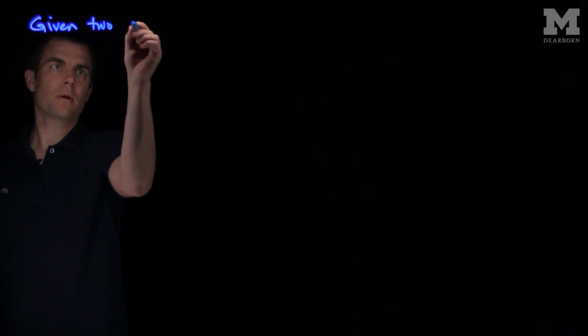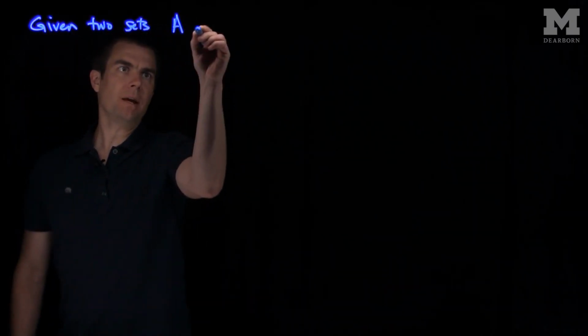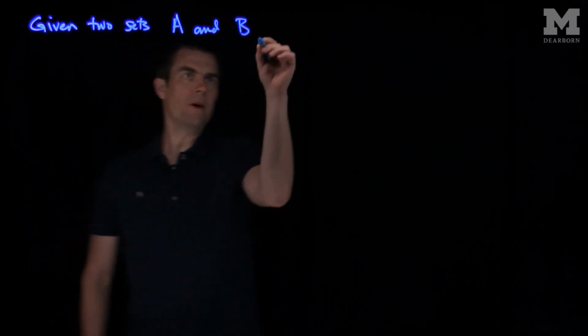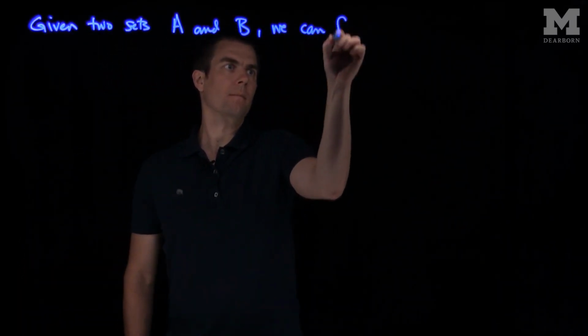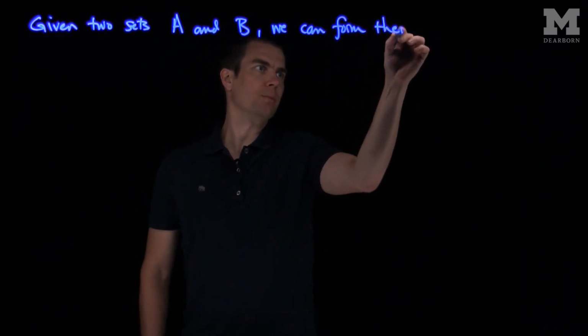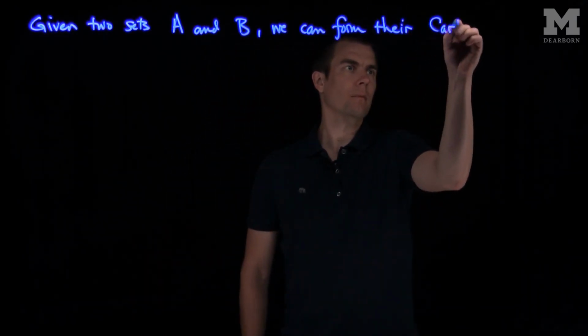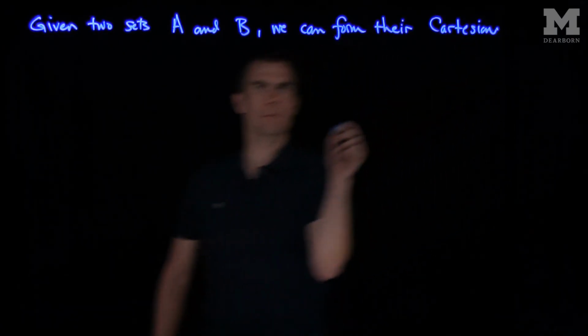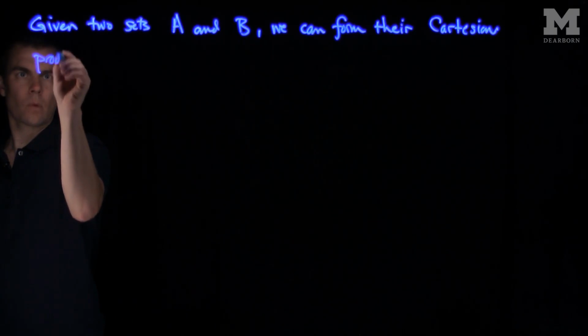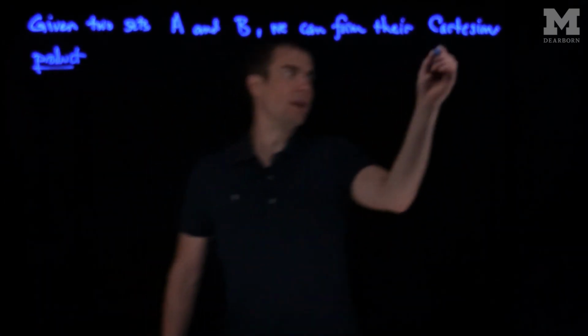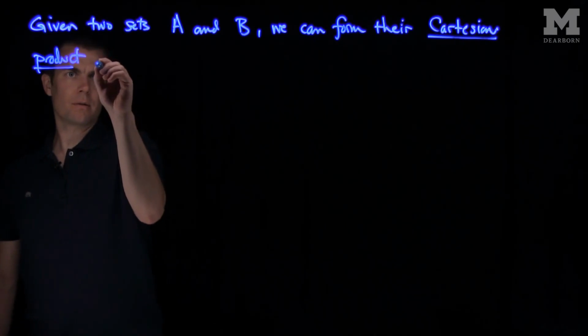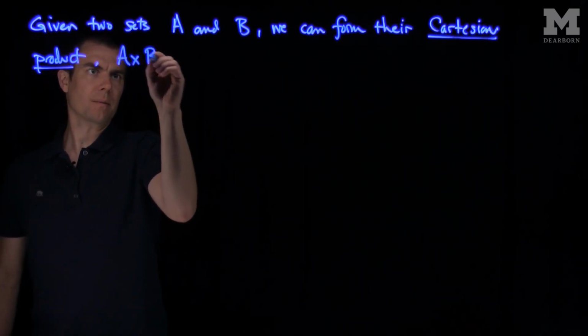Hello students, in this video we'll discuss Cartesian products and counting the number of elements in our Cartesian products of two sets. So if we're given two sets, A and B, we can form their Cartesian product. And the Cartesian product of two sets A and B is denoted A cross B.